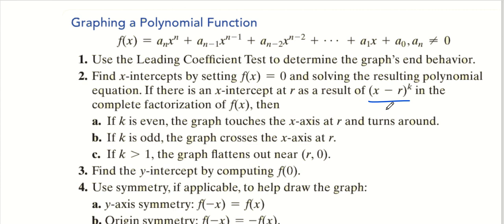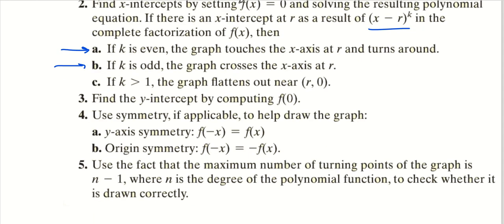For any x-intercept with an even multiplicity, we know that the graph is going to touch and turn around at the x-axis. For any zero of odd multiplicity, we know that the graph of the function is going to cross through the x-intercept at that point. We can also find the y-intercept, which is another important point on the graph, by evaluating f of 0.